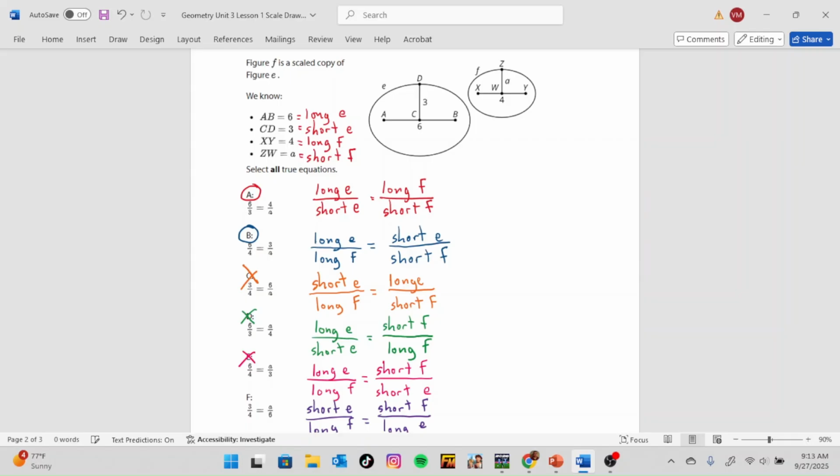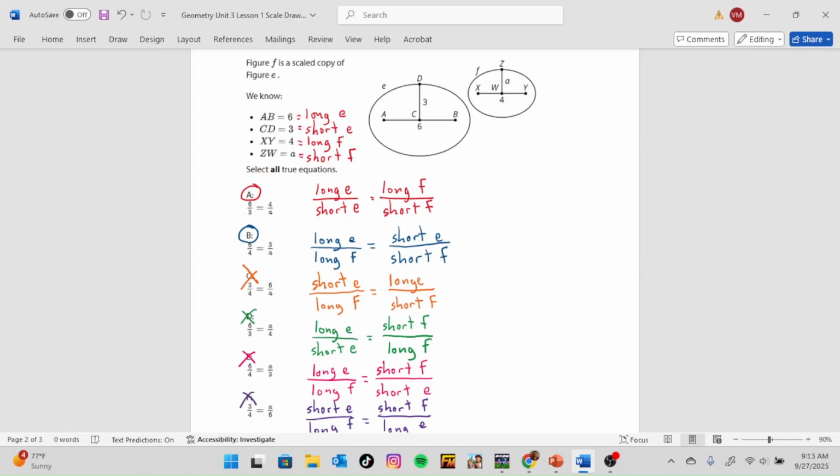What we can't do is try to act like there's a comparison between the long part of E and the short part of F. They are not changing in relation to each other. So F would not be a true statement.